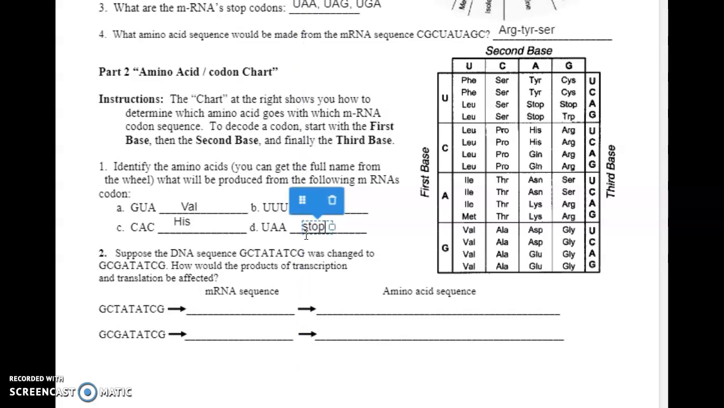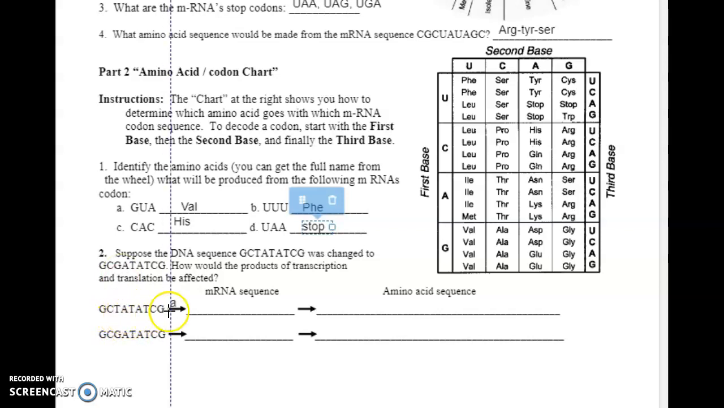And number 2 says, suppose the DNA sequence GCTATATCG was changed to GCCGATATCG. And how would that change what we have? Well, we have GCT and GCG, so it's going to be a little different. And we'll look at it. Let's take it a codon at a time.